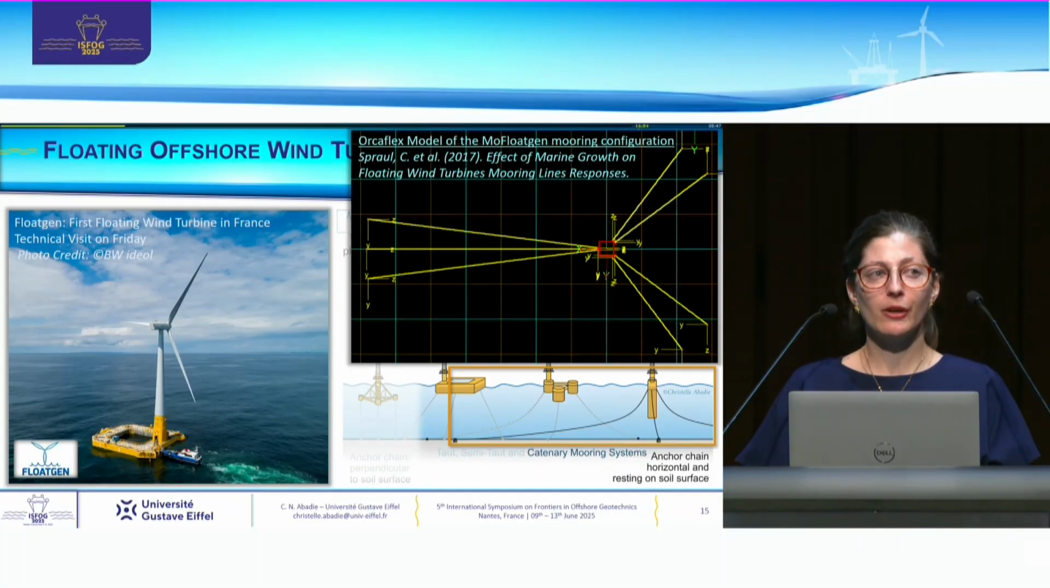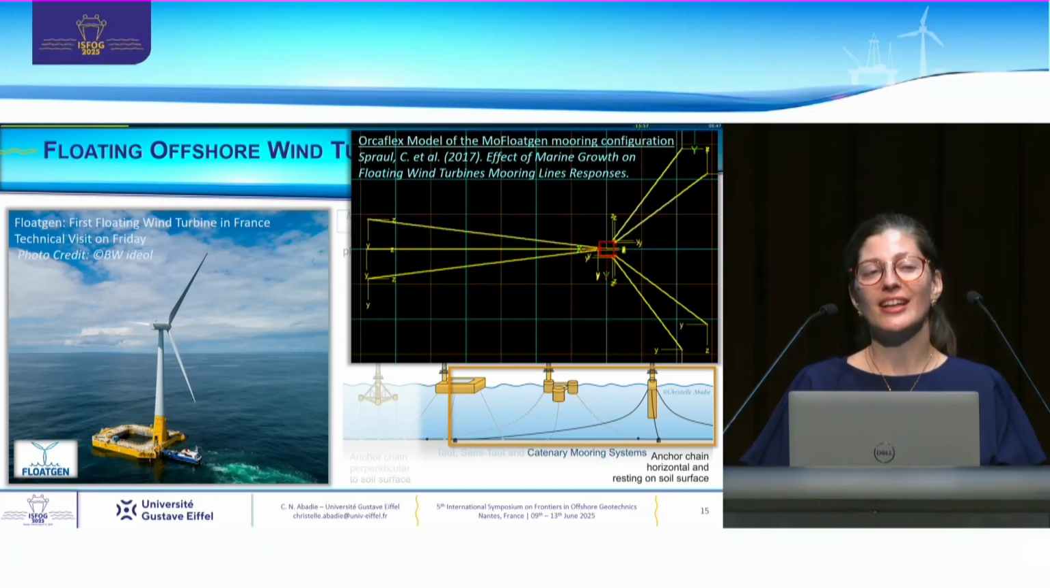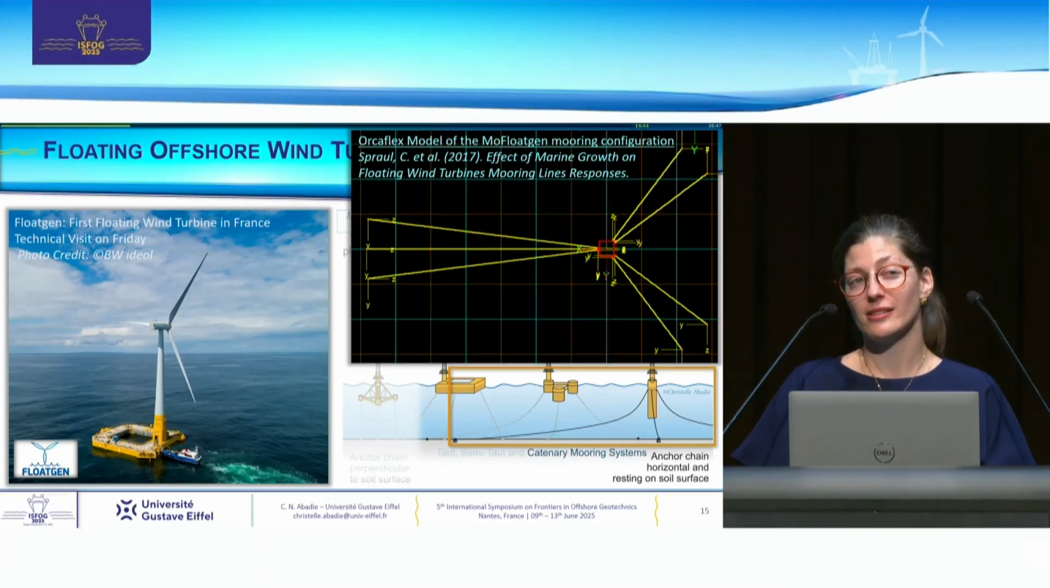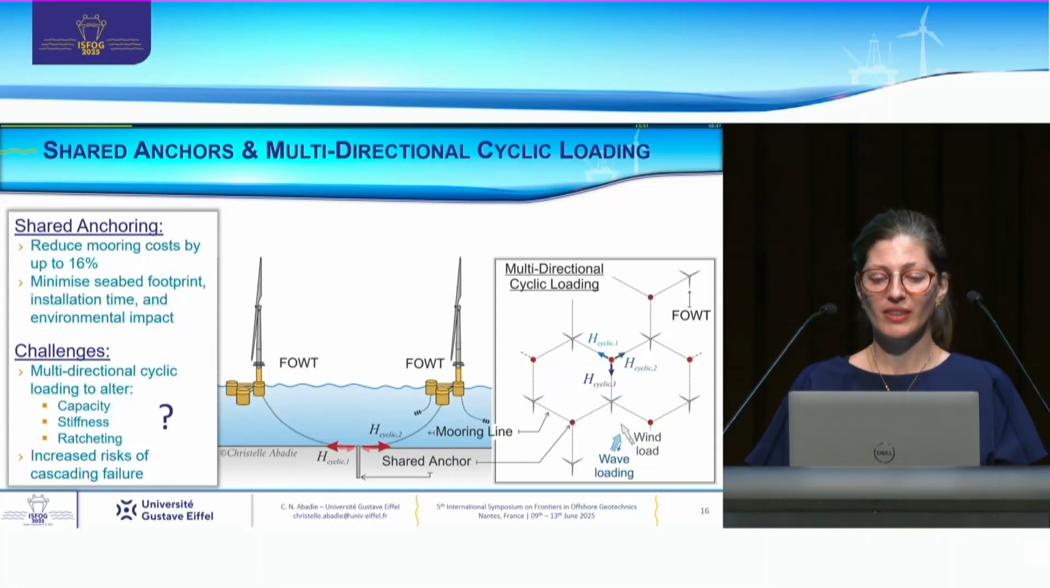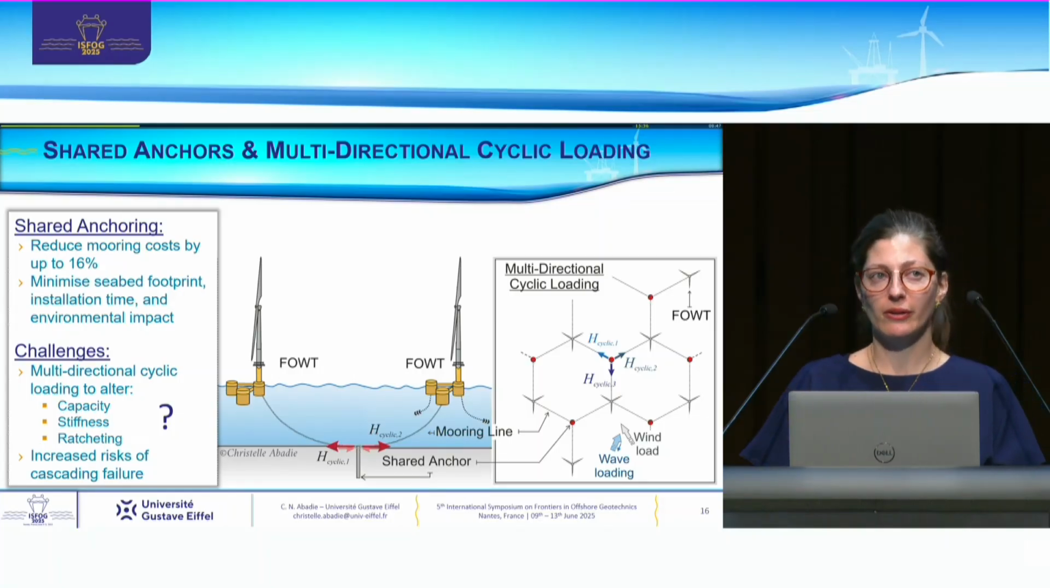If you have 1 turbine, you may have 3 to 9 lines mooring this into the ground. Now, if you have 100 turbines in your farm, that's 300 to 900 anchors, and that is costly. One way to reduce the cost from mooring is to develop shared anchoring. Shared anchoring can reduce the cost of offshore wind, and initial studies show that this can be up to 16%, but this is still work in progress, and maybe we can save more. In addition, it can minimize the seabed footprint, installation time, and environmental impact.